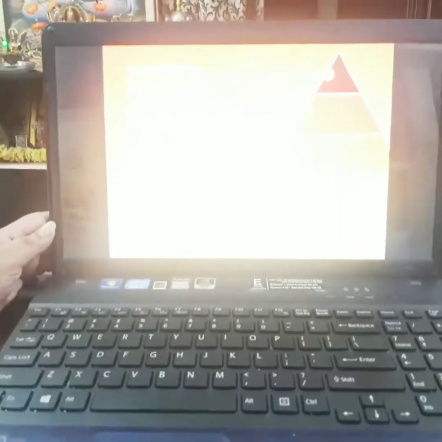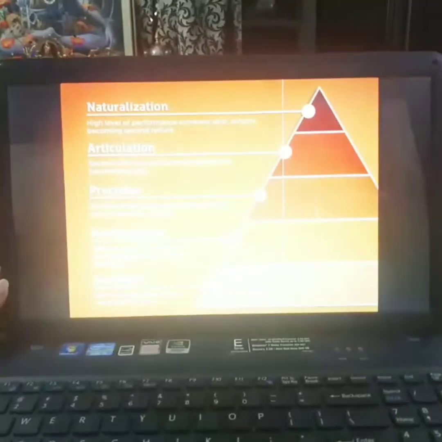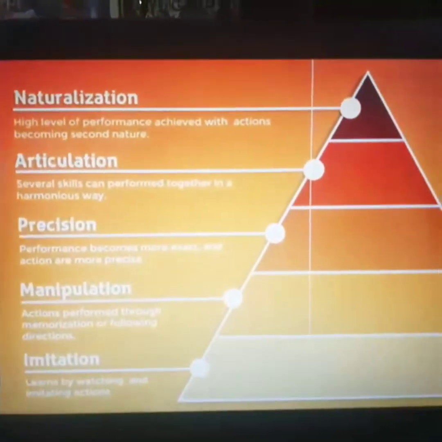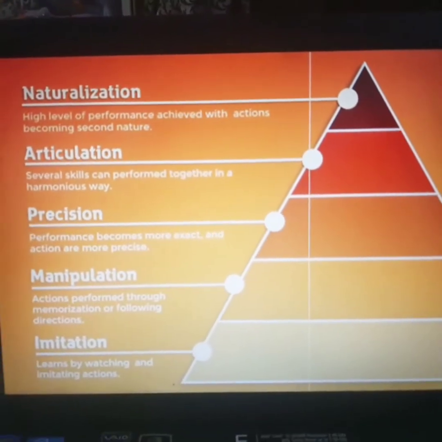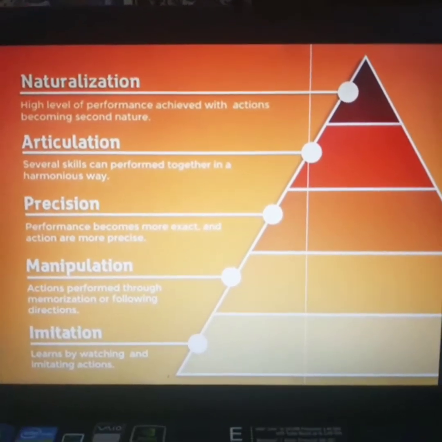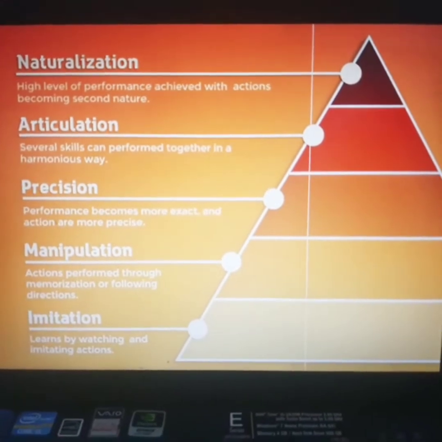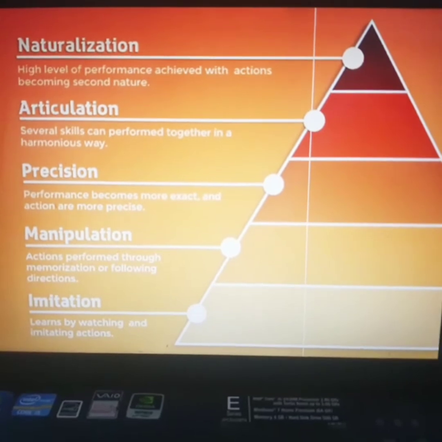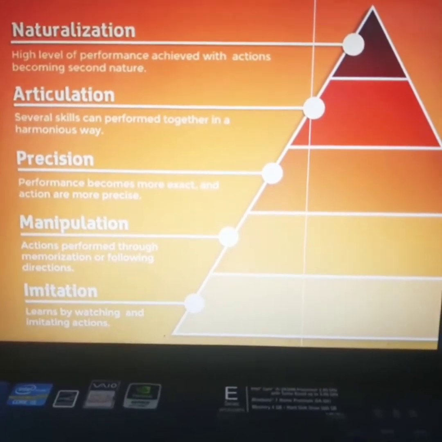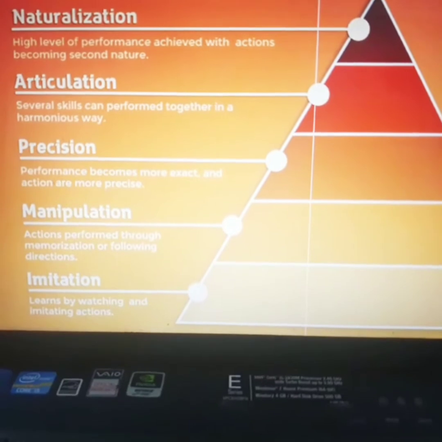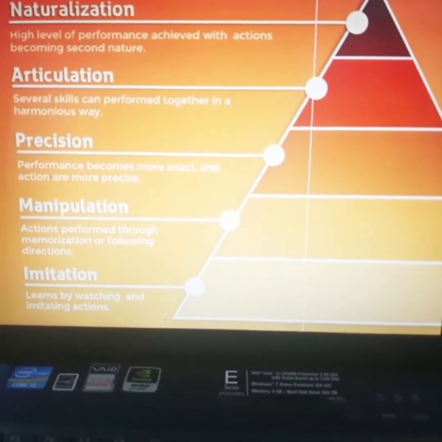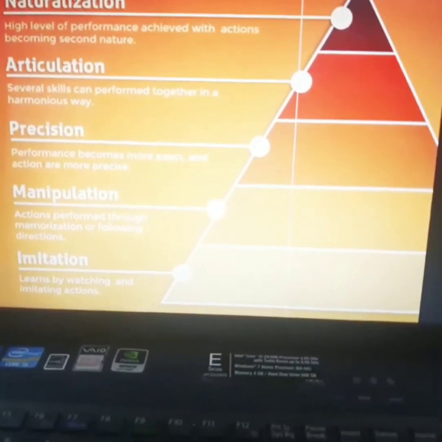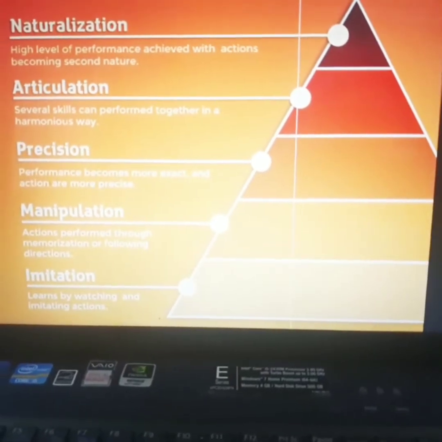Then comes the next step, which is manipulation. Just have a look at this. What is manipulation? Actions are performed through memorization or following directions. This is the next higher level of psychomotor behavior. So it involves follow-up of directions and selecting certain actions in preference to the others. So here what students are doing? Students develop the manipulation skill, that is the ability to perform according to the instructions.